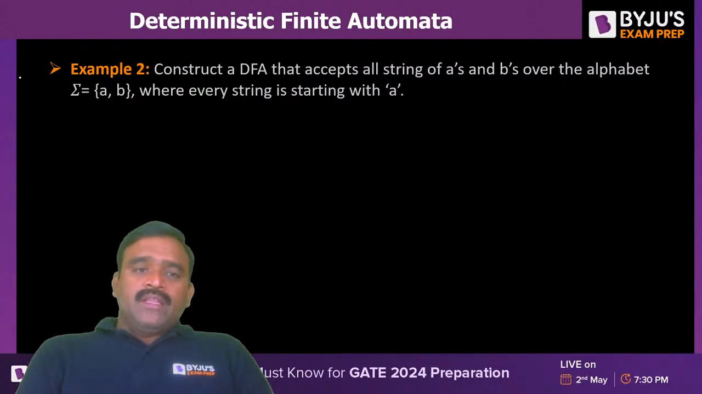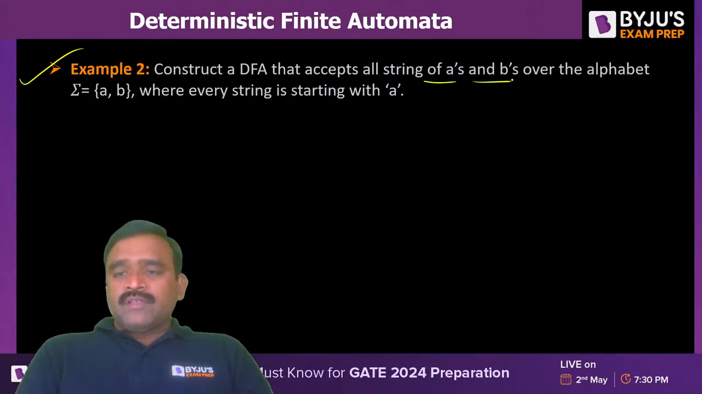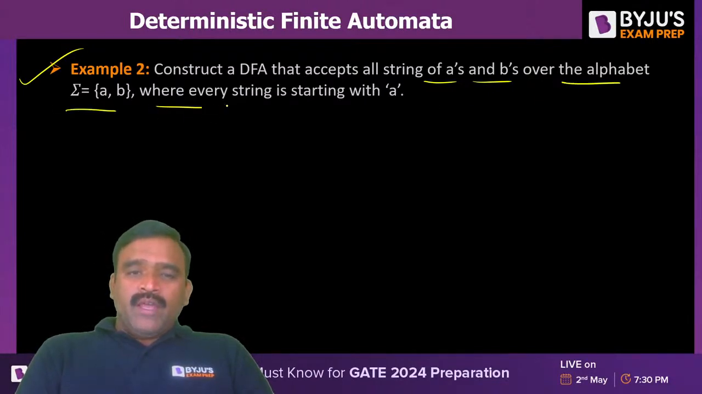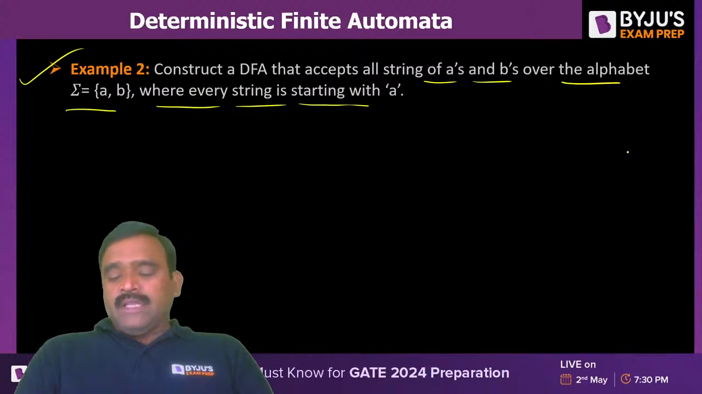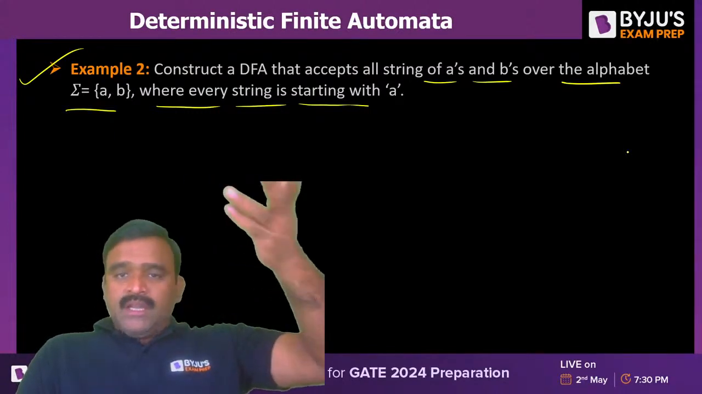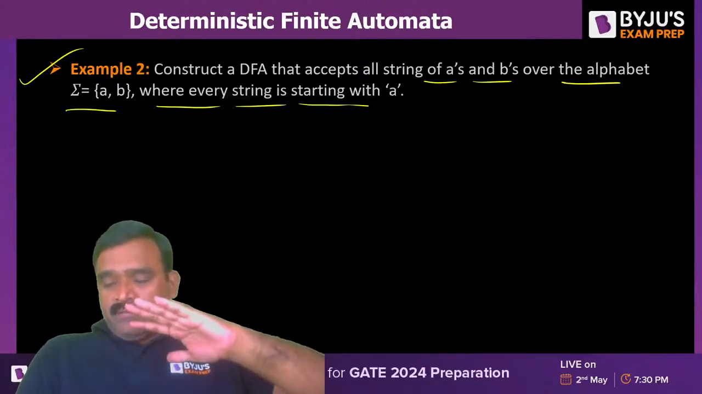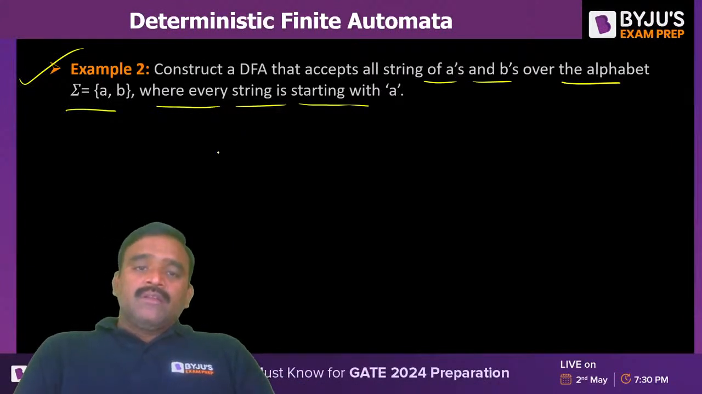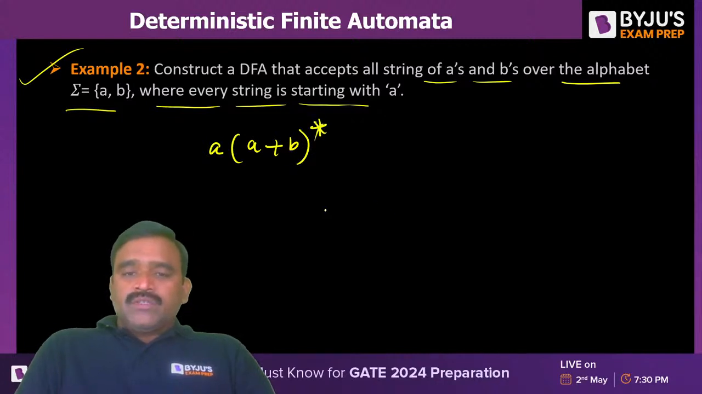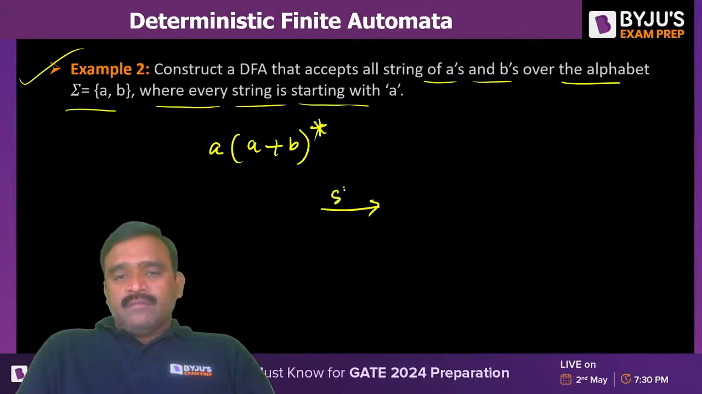Construct a DFA that accepts all strings of A's and B's over the alphabet sigma is equal to A comma B, where every string is starting with A. That means the ending can be either A or B, but the starting is A. So what is the expression here? Starting with A, we can have any combination of A's and B's. So here there is a need of a dead state.